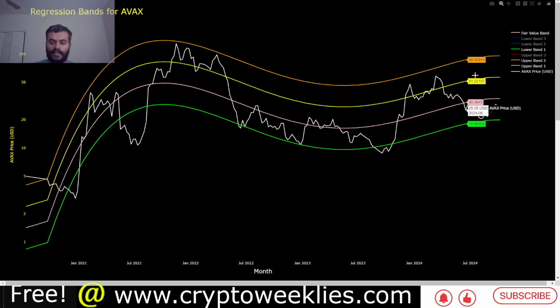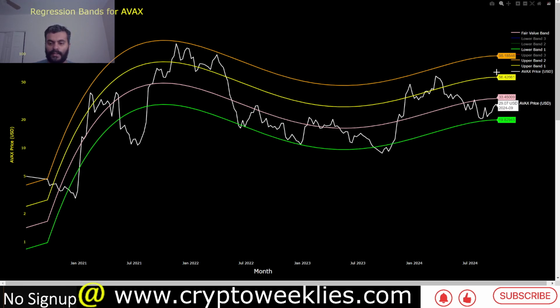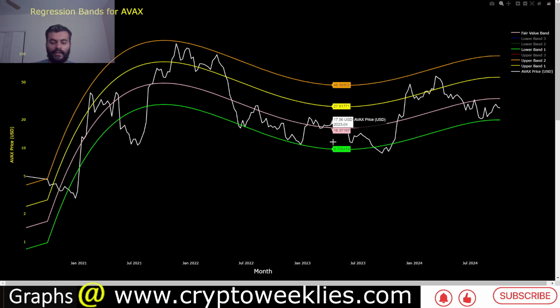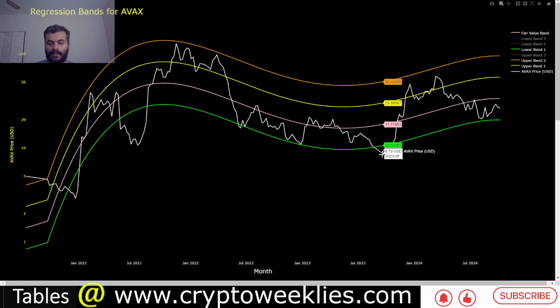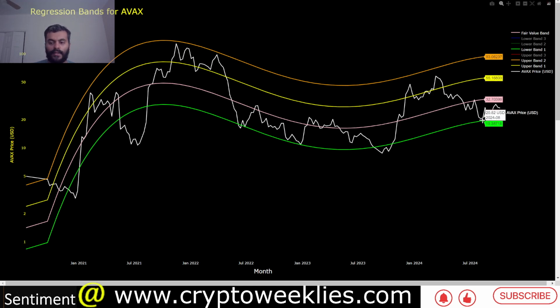That is because these regression bands have an upward slope in the bull market and a downward slope in the bear market, to analyze if the bottom is near and if the valuation is making sense. So the best time to accumulate was around this one standard deviation bottom at around $10 back in the bear market, as well as in 2024 again at around $20.